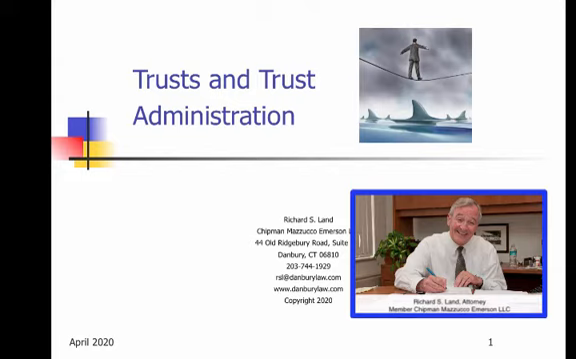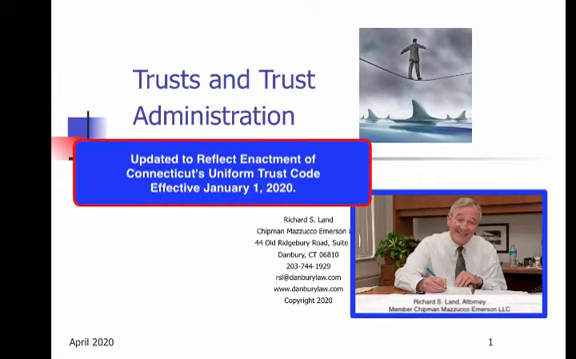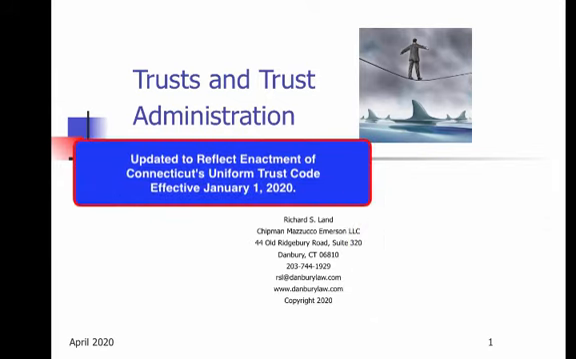We first published this presentation on trust administration in 2013 and updated it in 2015. Effective January 1st, 2020, Connecticut adopted its version of the Uniform Trust Code, which makes some important changes to the law that relates to trust administration. This series of videos has been updated to include Uniform Trust Code provisions and other more recent developments.